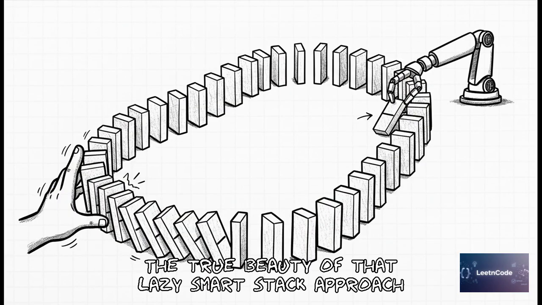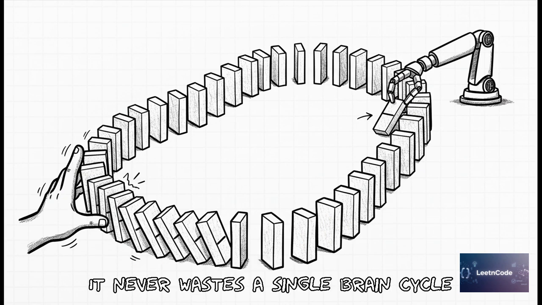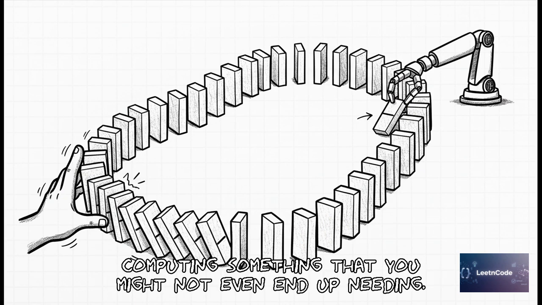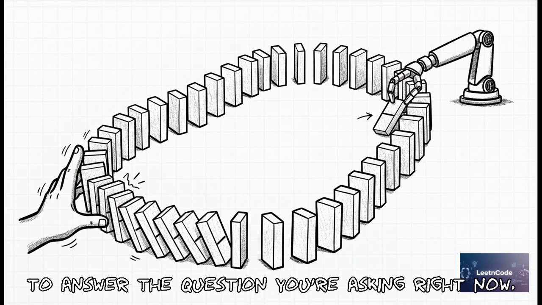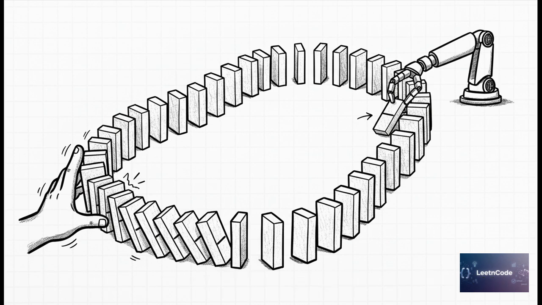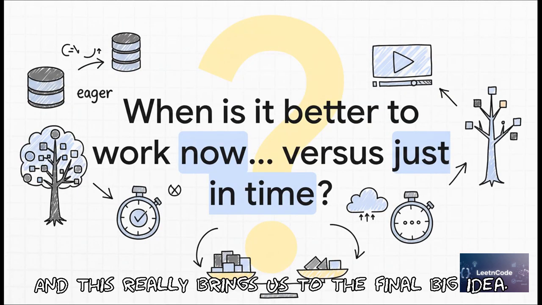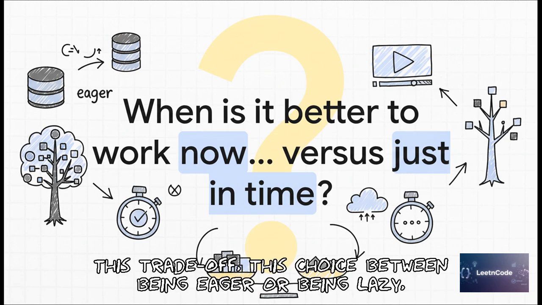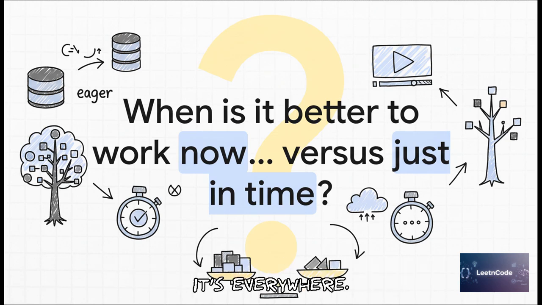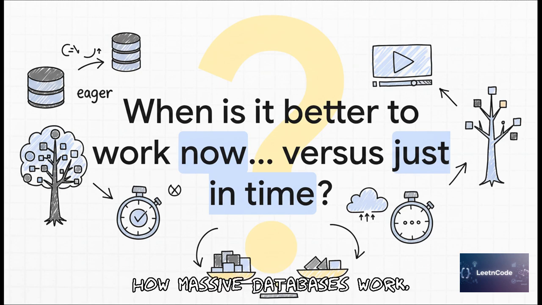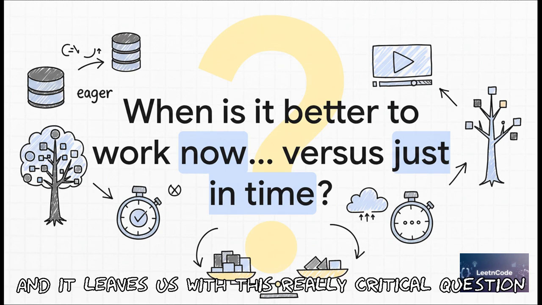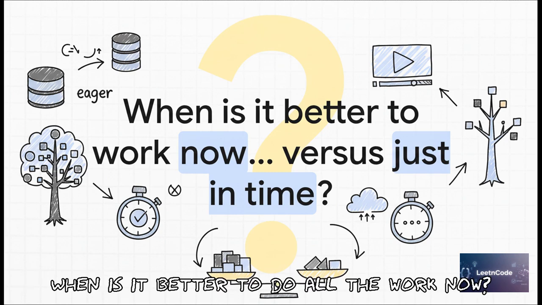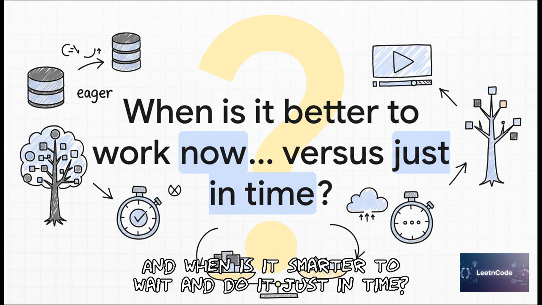So the bottom line is this. The true beauty of that lazy smart stack approach is its efficiency. It never wastes a single brain cycle computing something that you might not even end up needing. It does just enough work, just in time, to answer the question you're asking right now, and nothing more. And this really brings us to the final big idea. This trade-off, this choice between being eager or being lazy, it's everywhere. It's in how your videos stream, how massive databases work, how apps on your phone load data. And it leaves us with this really critical question we have to ask in our modern world. When is it better to do all the work now? And when is it smarter to wait?